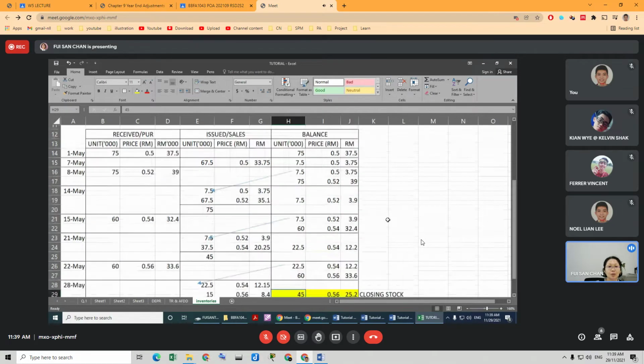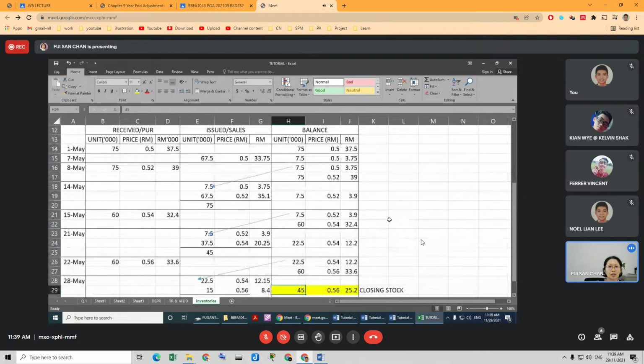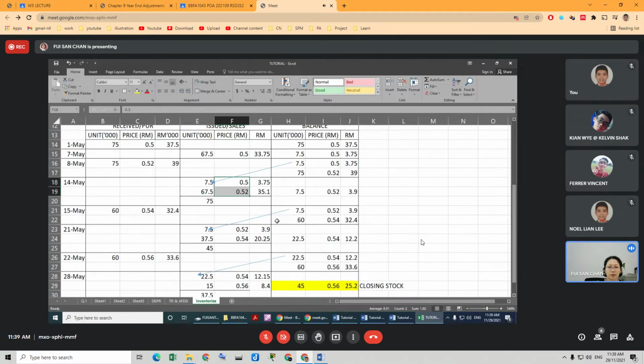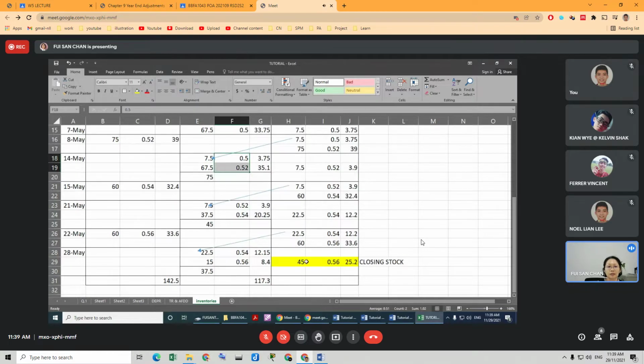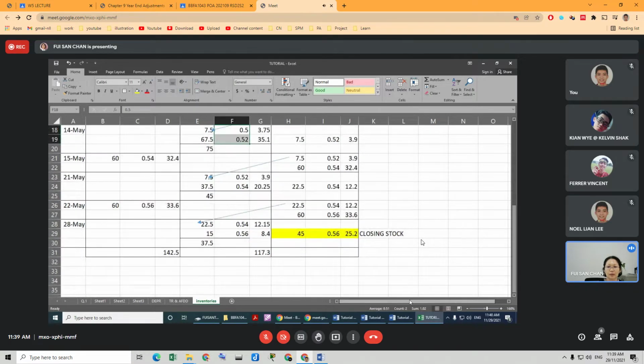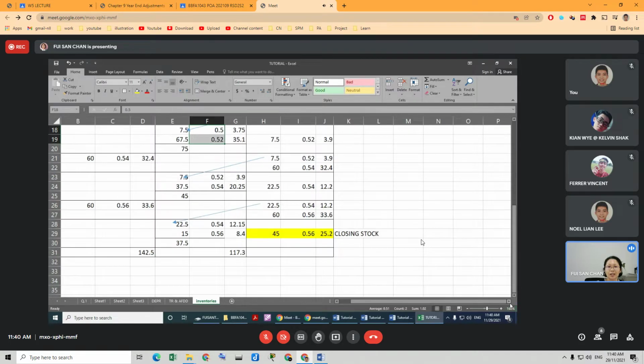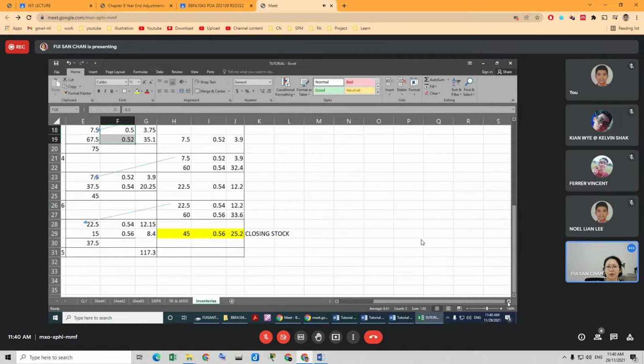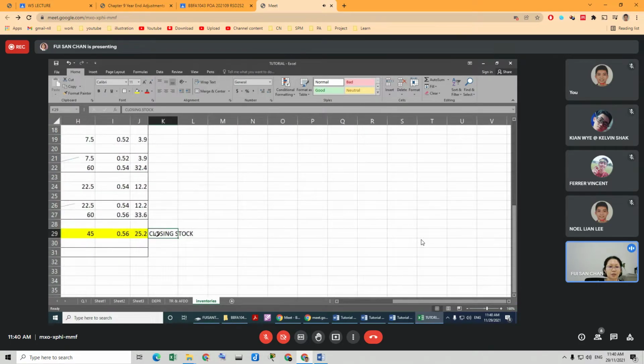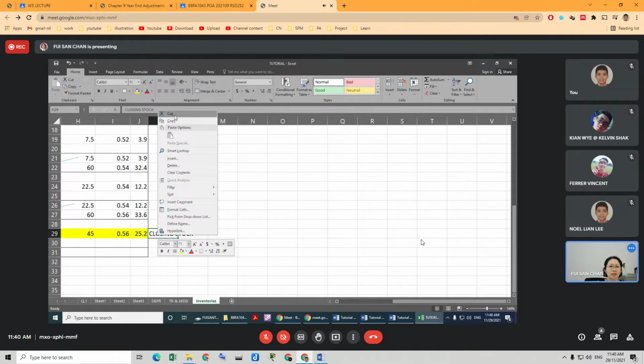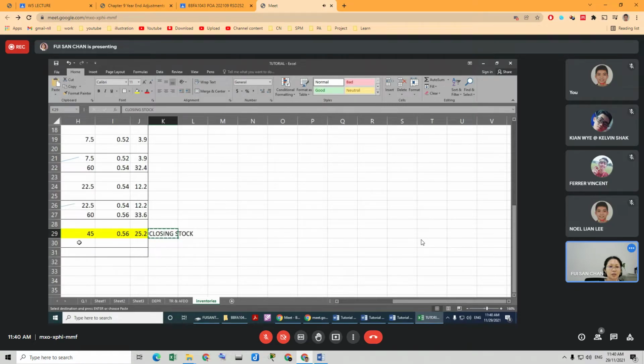Do you have any questions? Can you see how it works? So always remember first in, first out. Because the price is different, we put it separately like this. Now next we need to do the weighted average. So this is the closing stock, so put it here.